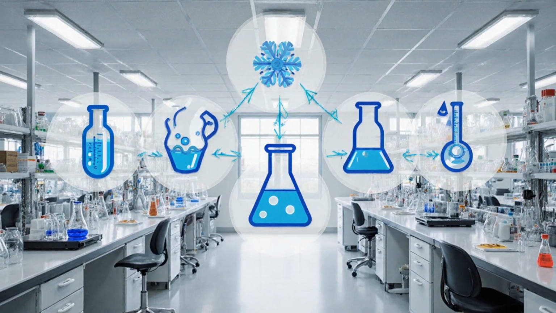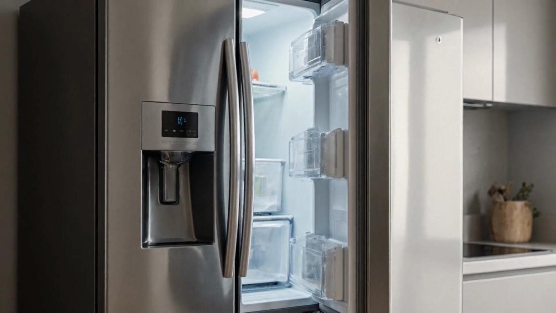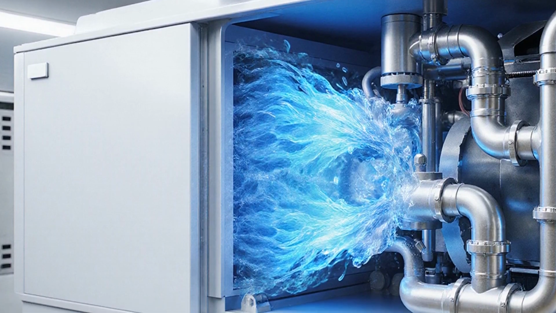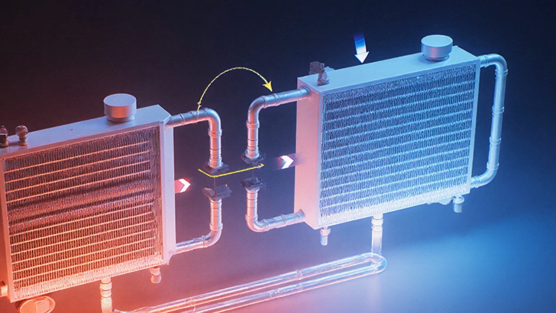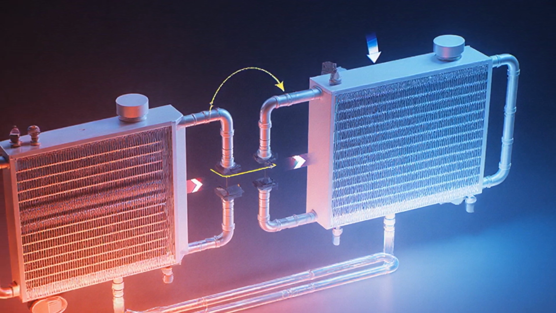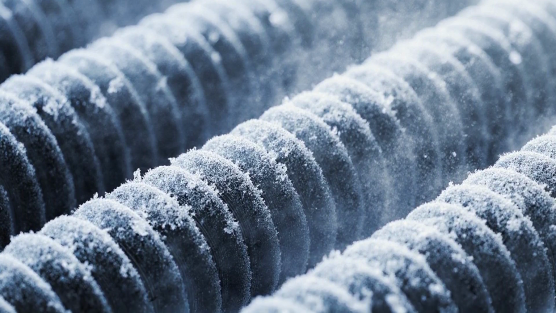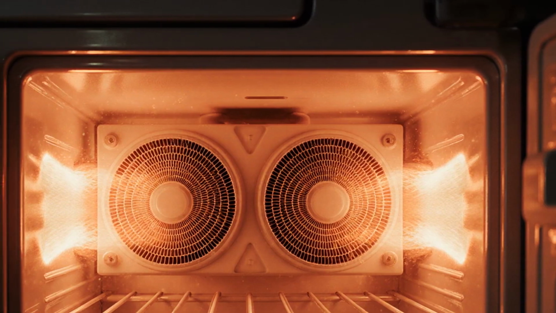Cooling methods involve techniques for reducing temperature. Refrigeration is a common cooling method. Refrigeration systems use a refrigerant to absorb heat. The refrigerant cycles through evaporation and condensation. Evaporation absorbs heat from the surrounding environment. Condensation releases heat to the outside environment.